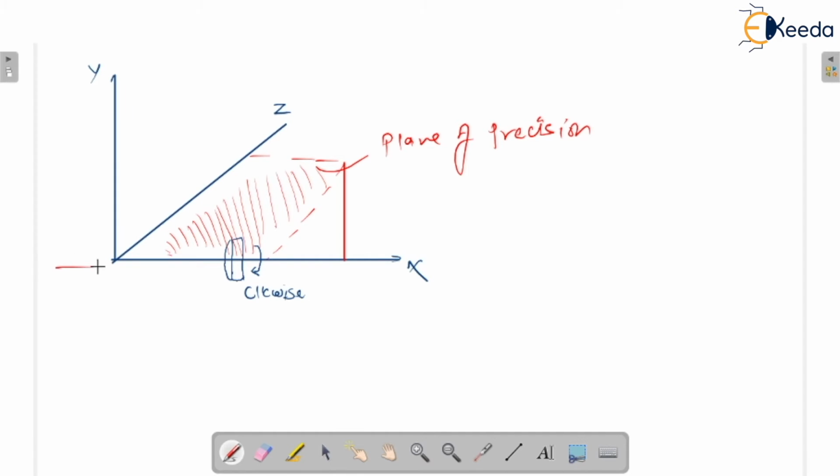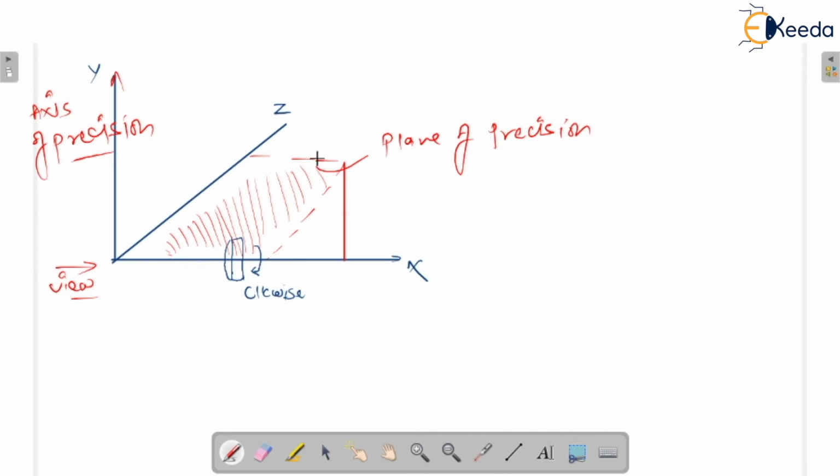The rotation is clockwise, and the view is from here to here. We are looking at this body from here. This is the direction of view, and this is known as the axis of precession. Why is this the axis of precession? Because the precession is going to take place about that axis.